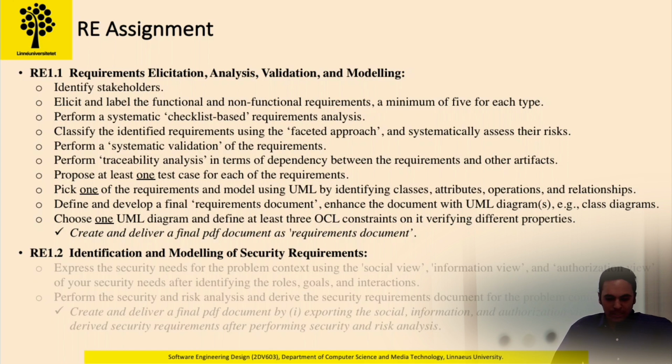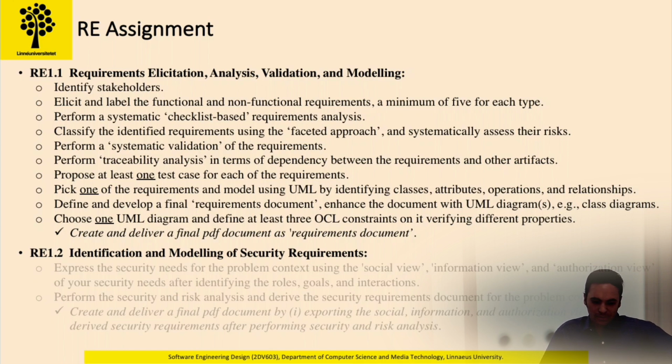Then you will pick one requirement, and for that one you will perform the modeling. Let's say the UML modeling, and you can choose any tool, but I would recommend the Papyrus tool that we discussed in the last lecture. For that modeling, you will identify classes, attributes, operations, and relationships between classes. And you will use this UML model at the end to define some constraints, at least 3 as I mentioned here, but you can define more if you want.